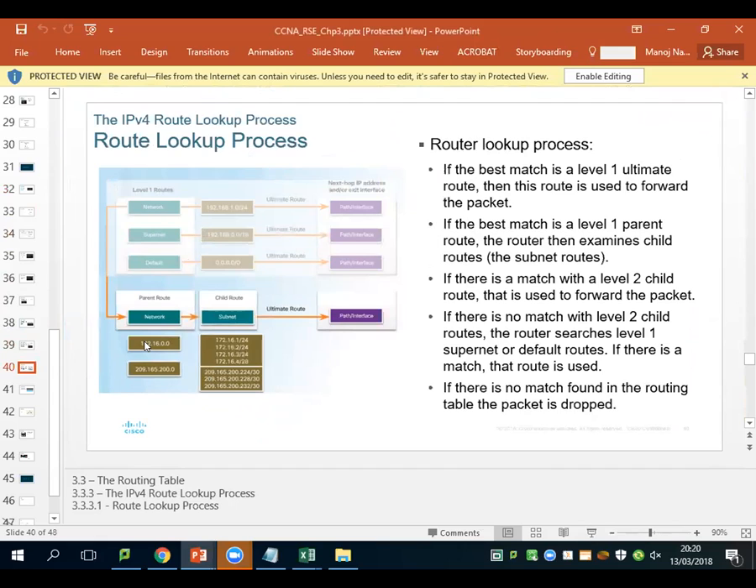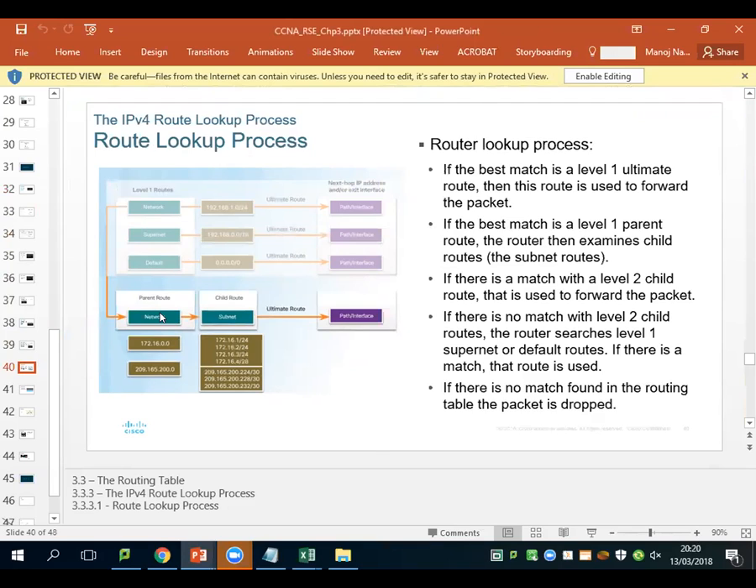Route lookup process. So how are the routes looked up? What happens is, when the packet comes in, we look at the best match for it. If it is a level 1 route, then we move that packet down that particular route. If the best match is the parent route, then the router examines all the child routes and subnets. If there's a match for the level 2 child route, that is then used to forward the packet.